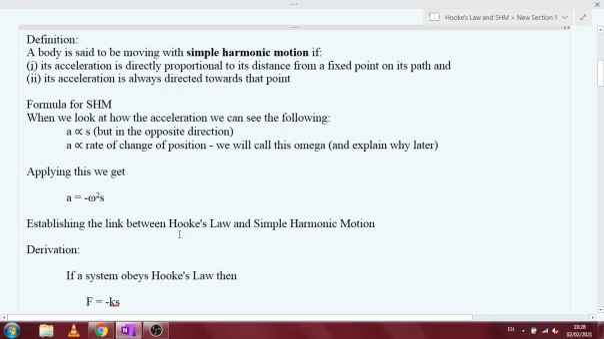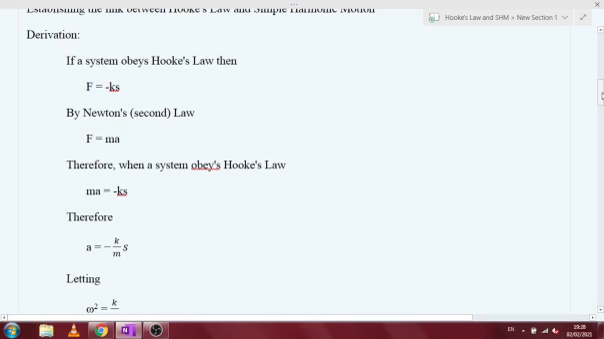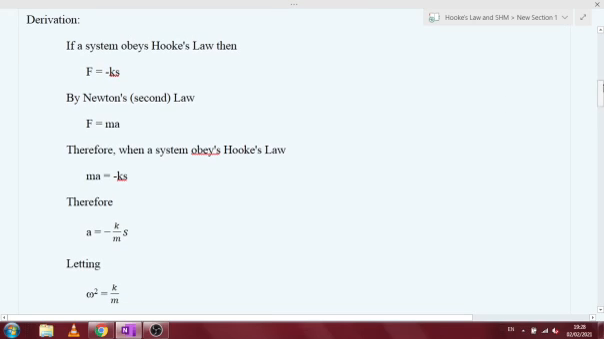Again, derivations are like your proofs in maths. You need to learn them off by heart, but it's nice to see where these formulas come from, which gives us such confidence in our physics to know that these things are right and that our formulas and work are solid. So if a system obeys Hooke's law, then F is equal to minus ks. That is Hooke's law. That's what we proved with the graph from our first lesson. By Newton's second law, and as always, F is equal to ma. So we use these as our starting principles. We know Hooke's law, we know Newton's second law, we've done the graphs, we've done the experiments based on both, so we're happy with these two expressions.